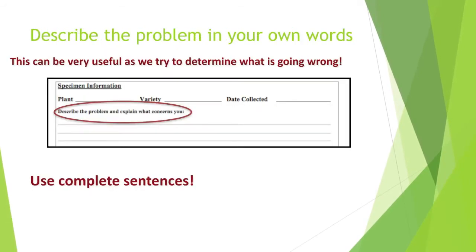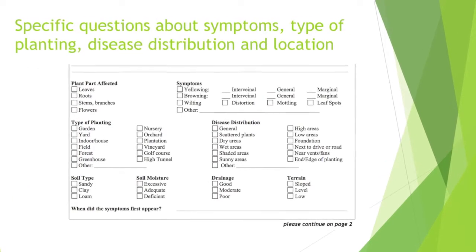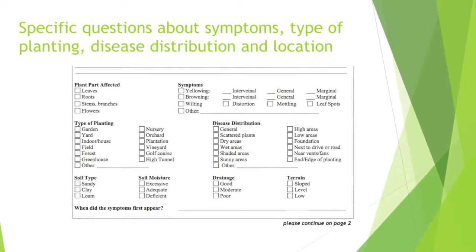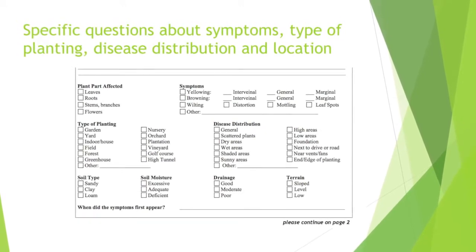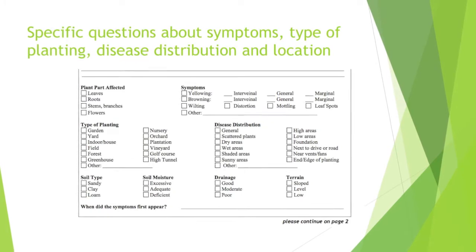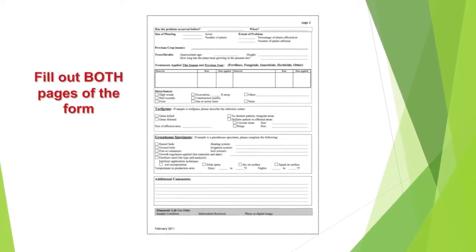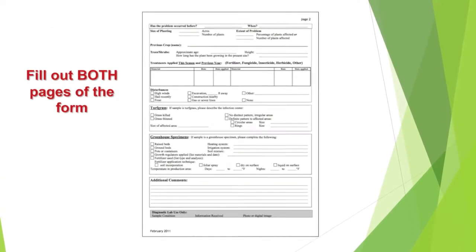Describe the problem in your own words. Use complete sentences and describe the symptoms you are seeing. Include extra pages if there is not enough space on the specimen information form. Fill out the bottom of the first page by answering the specific sections regarding the symptoms, type of planting, disease distribution, and location. Make sure you fill out both pages of the specimen information form.